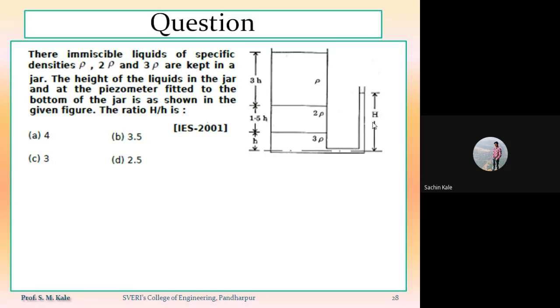Okay, no problem. So I will tell how to solve the problem. This problem can be solved using the principle of manometer. If you consider the bottom line of the jar as the x axis, then the pressure intensity of the fluid at the bottom of the jar is equal to the pressure intensity of the fluid at the bottom of the piezometer.